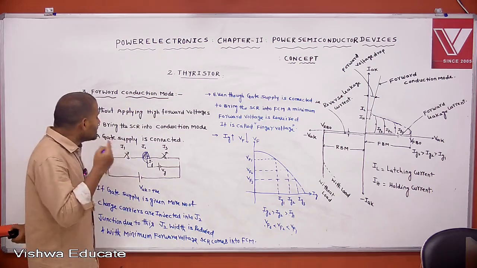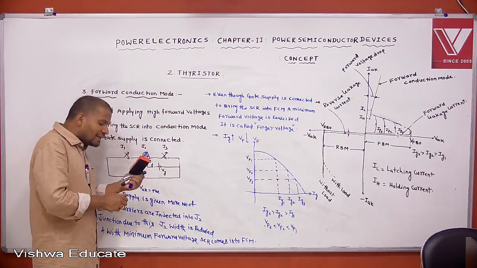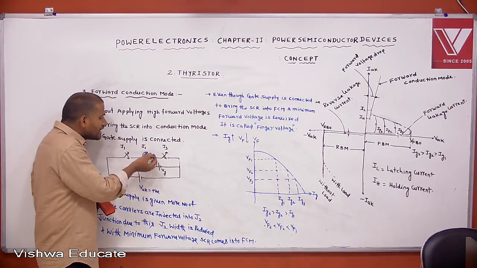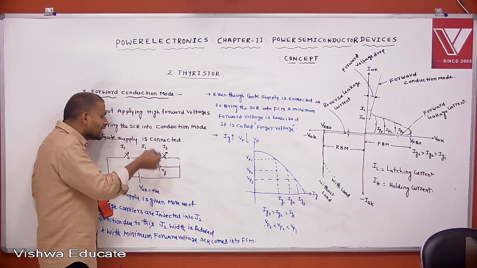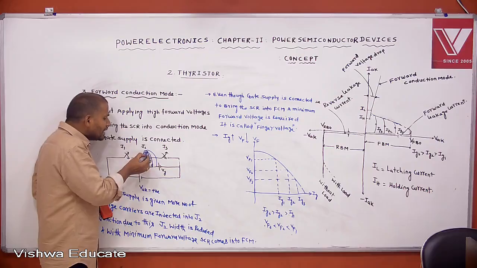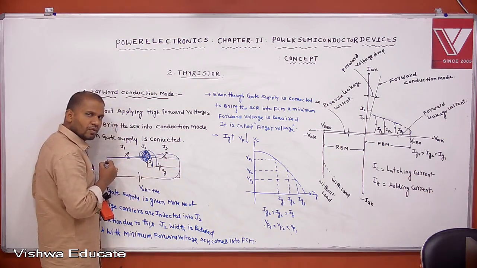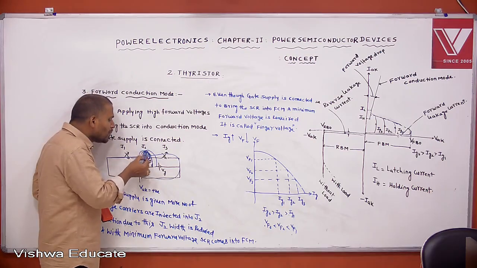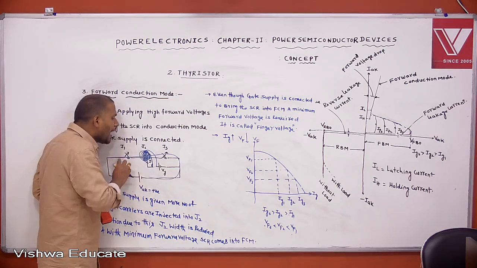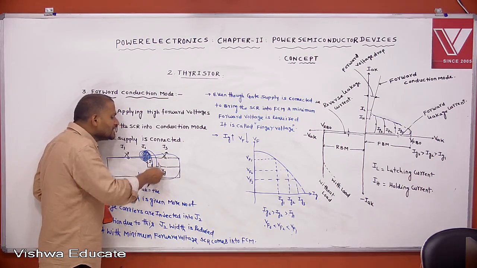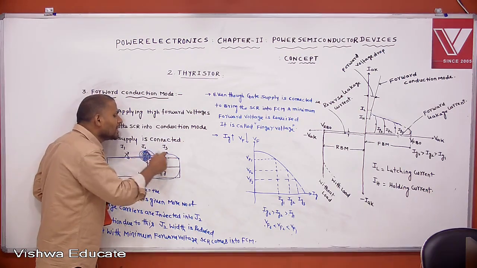Why the gate loses its control over the SCR: whenever gate supply is connected, more number of charge carriers are injected into the J2 junction. Once more charge carriers are injected into J2 junction, that J2 becomes more saturated, then SCR starts the conduction. Once this J2 junction is more saturated, there is no control of gate on anode current. That means we can increase the gate voltage or we can reduce the gate voltage, but the current to the SCR cannot be controlled.